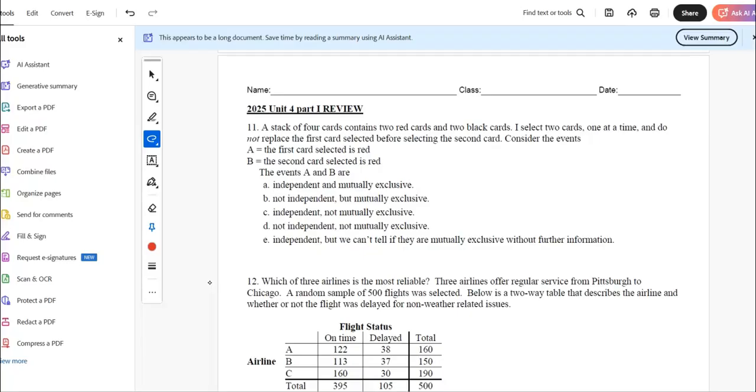A stack of 4 cards contains 2 red cards and 2 black cards. I select 2 cards at random and do not replace the first card. There's no replacement. A and B are what? So definitely not independent because I'm not replacing. So independent is gone. I think that one's gone. Mutually exclusive, can they happen at the same time?